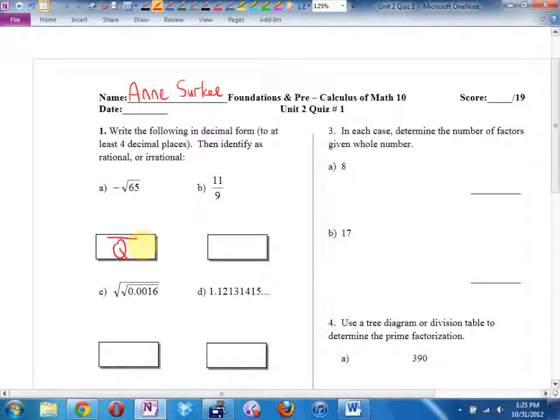Number 2, the definition of rational was you could write it as a fraction. Is that written as a fraction? Then it's rational. 11 over 9, is it 1.22222222? Yep.